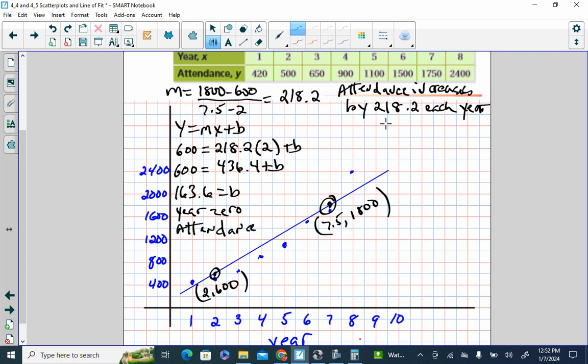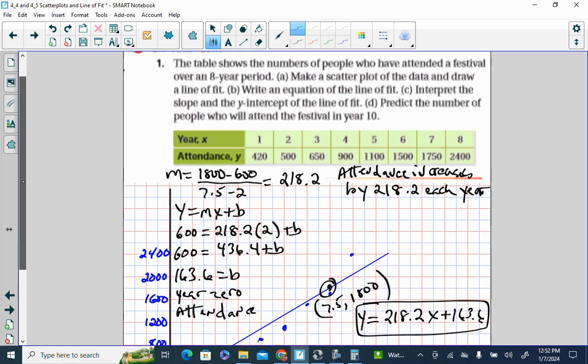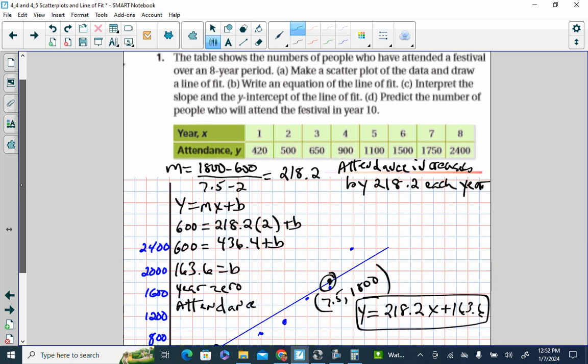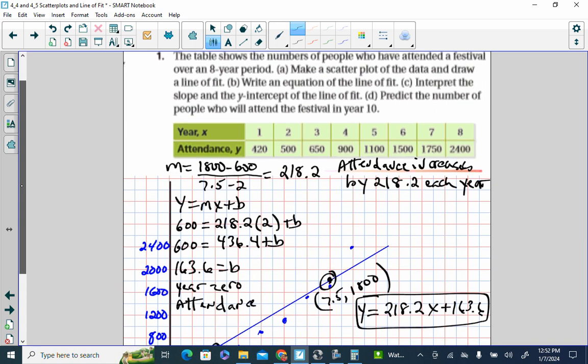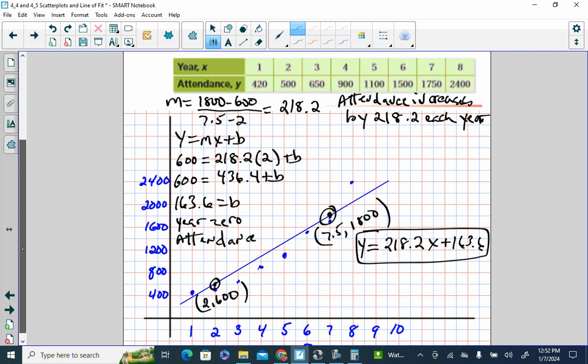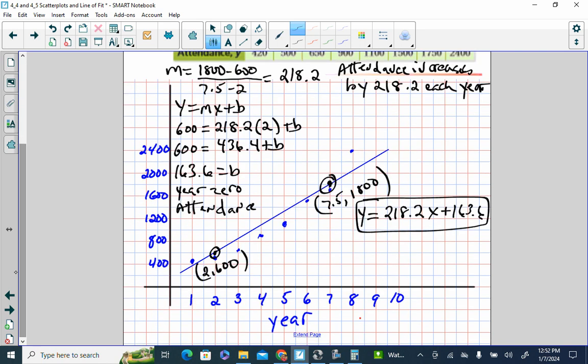So, once we have our m, we have our b. My equation reads y equals 218.2 times x plus 163.6. There's my equation. Are we asked to do anything else? Use the equation to predict the number of people who will be in attendance in festival year 10. If I look at my graph at year 10, that's always cool to do, to see how accurate it's going to be.